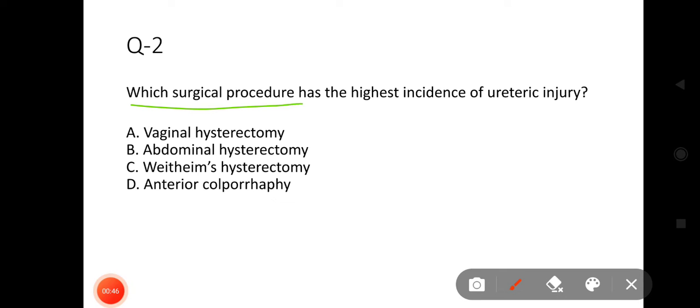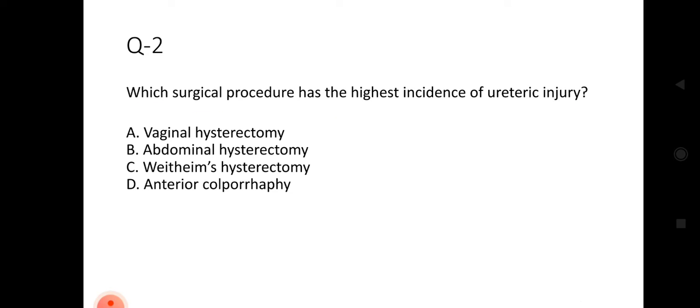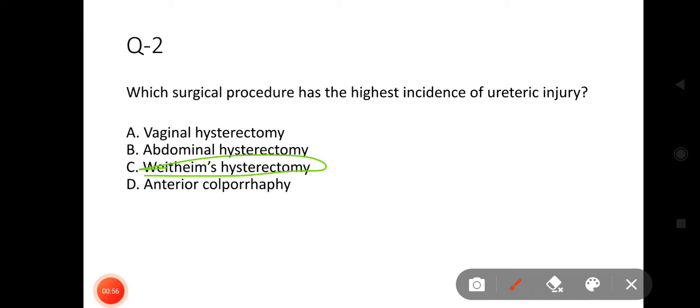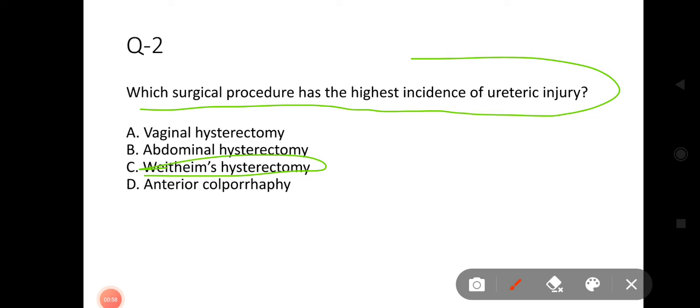Next, which surgical procedure has the highest incidence of ureteric injury? Vaginal hysterectomy, abdominal hysterectomy, Wertheim's hysterectomy, or anterior colporrhaphy? So the option is Wertheim's hysterectomy. Surgical procedure with highest incidence of ureteric injury among these options is Wertheim's hysterectomy.